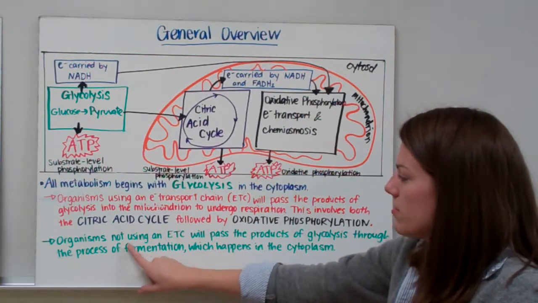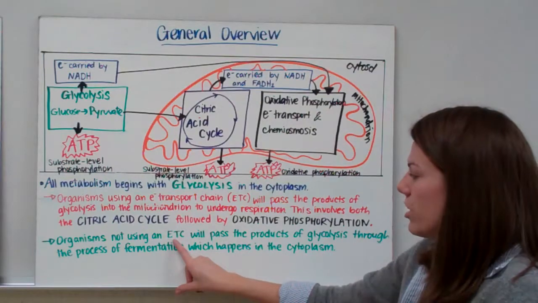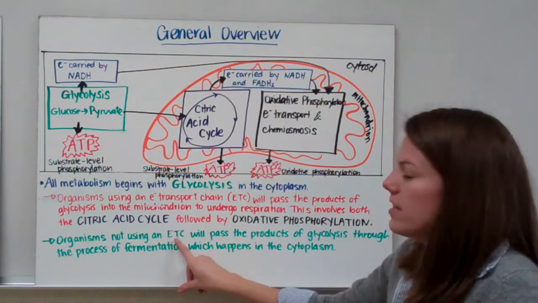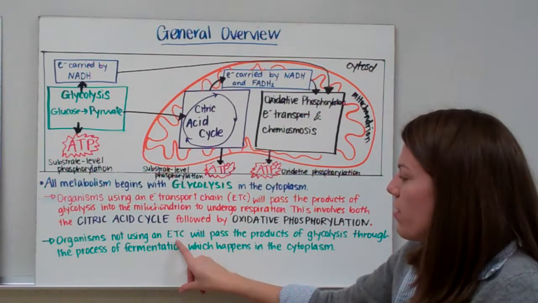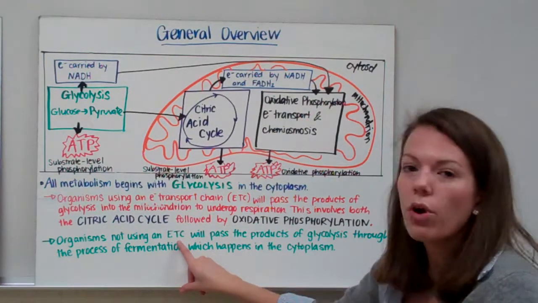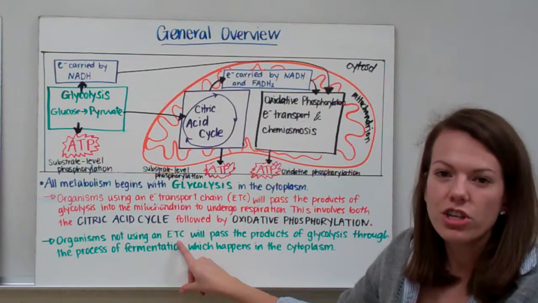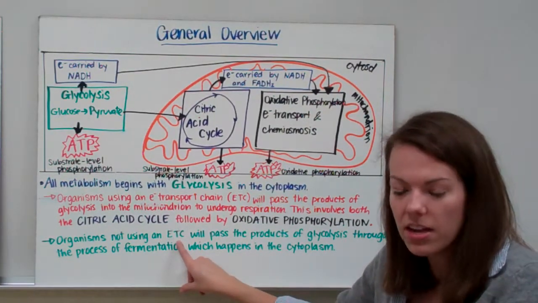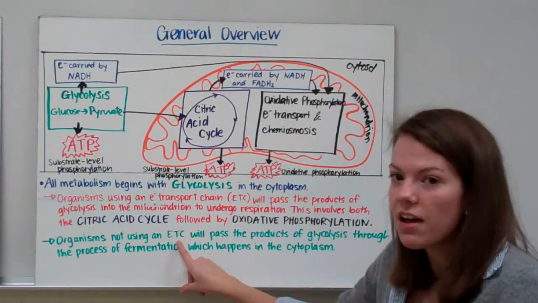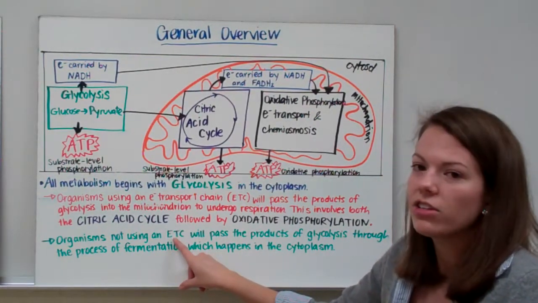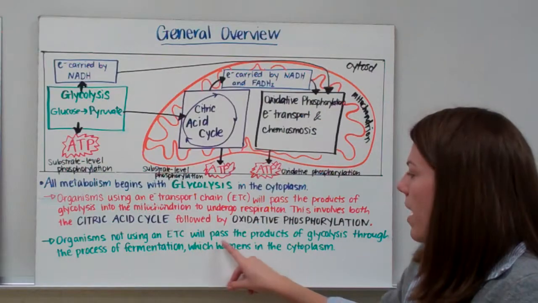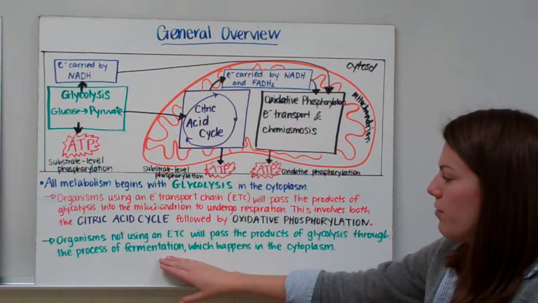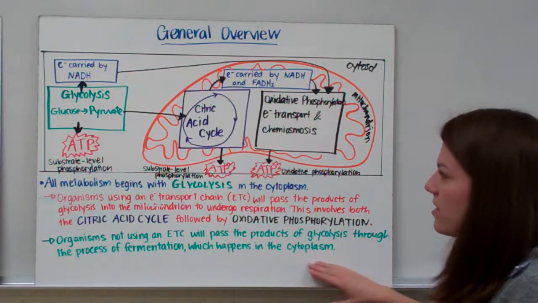If an organism does not have an electron transport chain, and you'll notice we're abbreviating electron transport chain as ETC from now on. So if they don't have an electron transport chain, or if for some reason the electron transport chain is unavailable, for example, if a cell does not have oxygen, which is at the end of the electron transport chain, if it doesn't have oxygen, it can't utilize the electron transport chain. And instead, it will pass the products of glycolysis through the process of fermentation. And fermentation also happens in the cytoplasm.